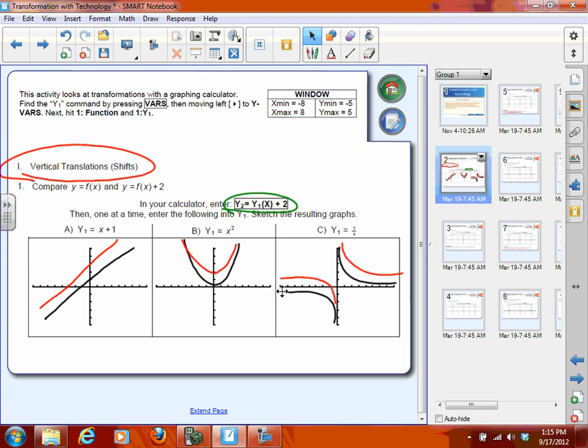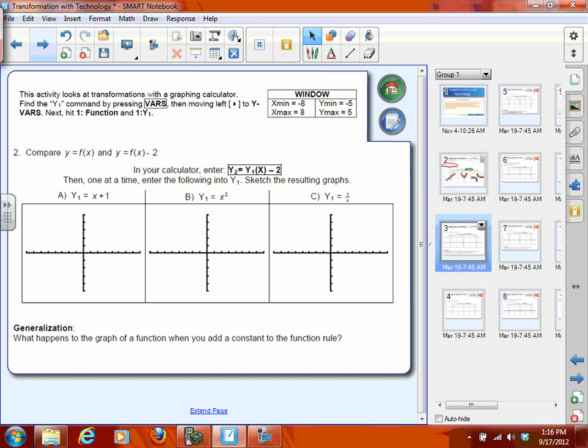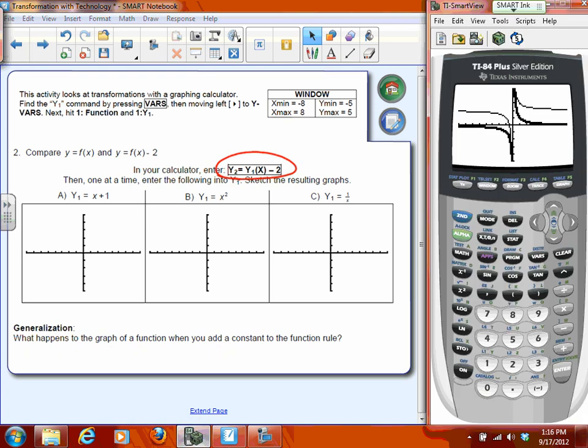So when you look at the next one, number 2 there, the only difference in this one is it says minus 2. So what is the minus 2 going to be doing? Move it down, or at least it should. Let's try this out. Go to the next one here. We're going to go back to our calculator. We're going to go to Y2, and we're going to change one little thing. We're going to change that plus sign to a minus.